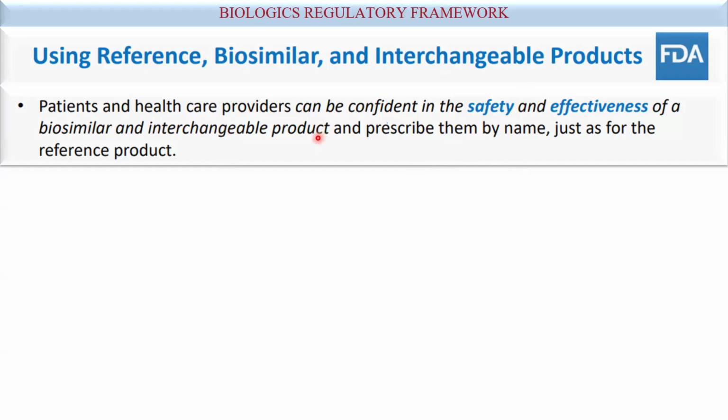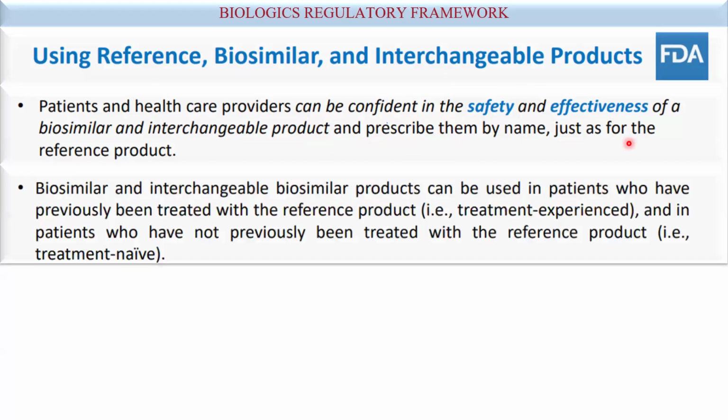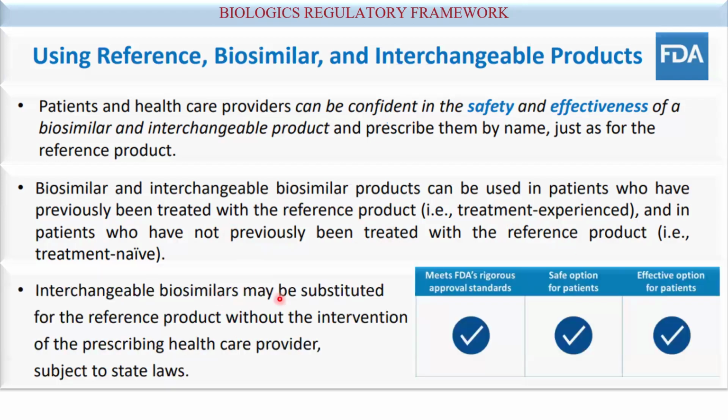So biosimilars and interchangeable biosimilars are prescribed by name just as for the reference product. Biosimilars and interchangeable biosimilar products can be used for a patient who has previously been treated with the reference product. So we can use interchangeable or biosimilars for a patient already treated with the reference product, that is, treatment experienced, and for patients who have not been previously treated with the reference product, that is, treatment naive. Here an interchangeable biosimilar may be substituted for the reference product without the intervention of the prescribing healthcare provider, subject to state law.